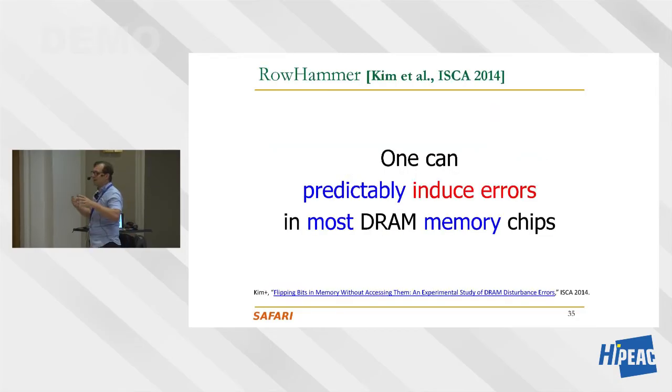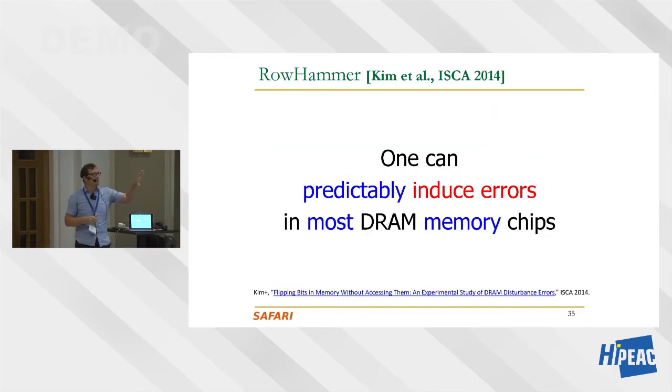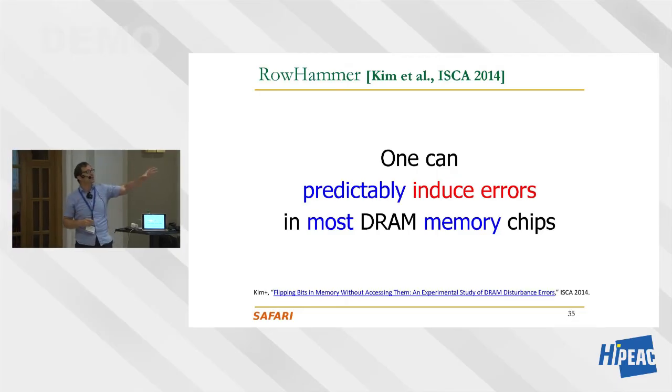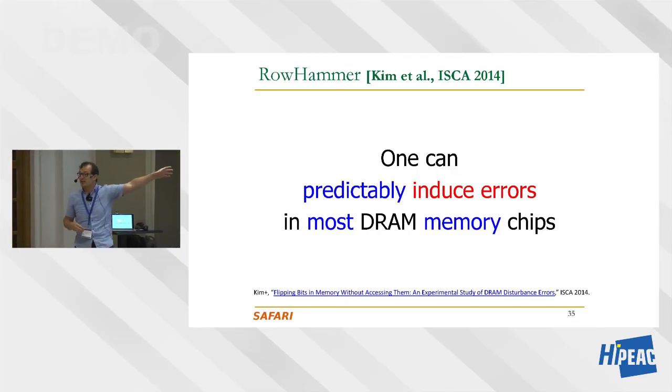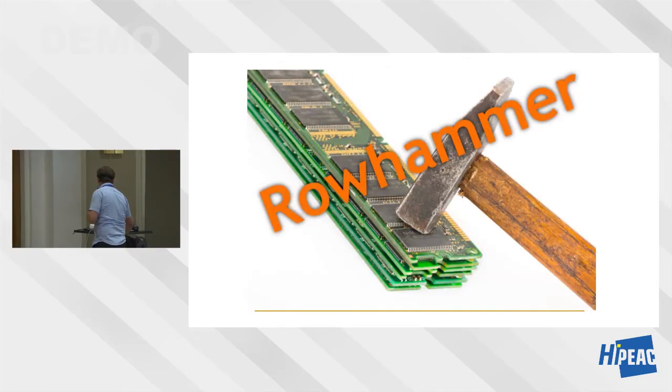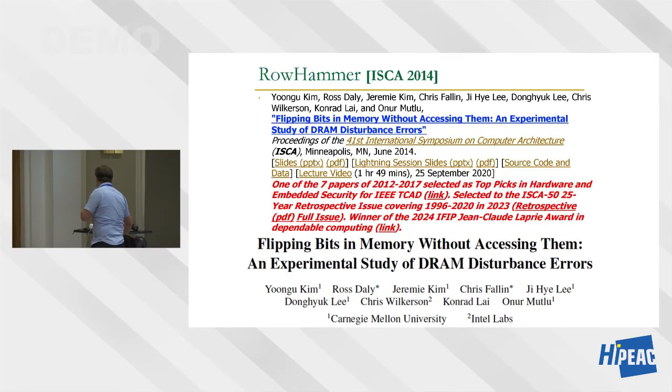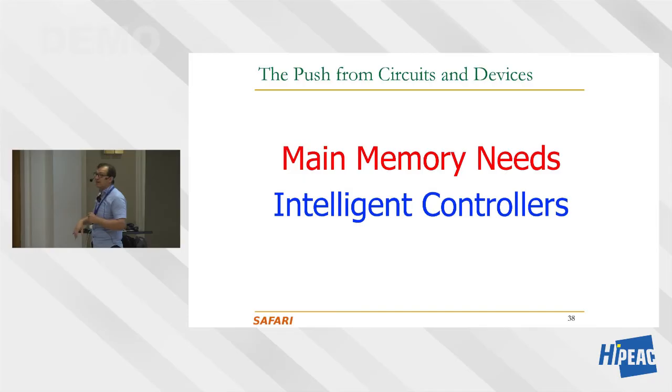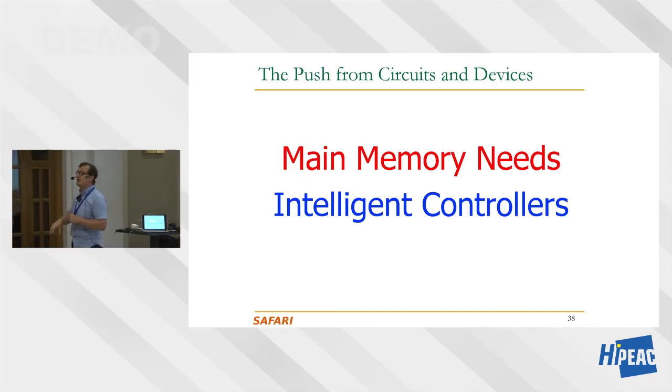So RowHammer, very quickly, this is what we're going to discuss later on, but you can induce errors in most DRAM memory chips, and this is a technology scaling problem because cells are so small and cells are close to each other. You have this interference between the memory cells, and as a result, access to one memory cell affects accesses to other memory cells. So you get bit flips. And we've written papers about it, and we've always argued that you need to have more computation on the memory side to fix this problem.